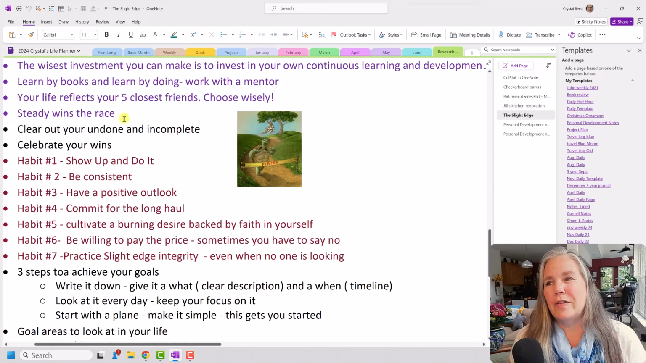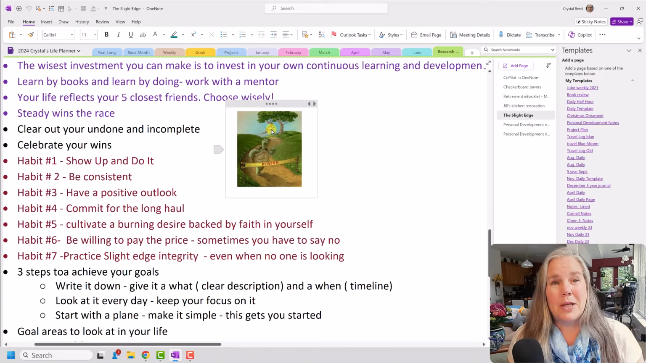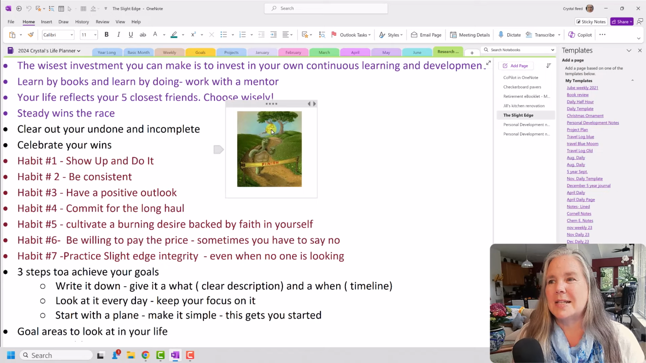And the good old fable, steady wins the race. You see here I have my picture of the tortoise and the hare, and he's doing slow and steady, but look at him getting to that finish line where other rabbits get off track and get distracted with other things, all the other shiny things that are coming. But that tortoise, he's just working his way. Slow and steady wins the race.